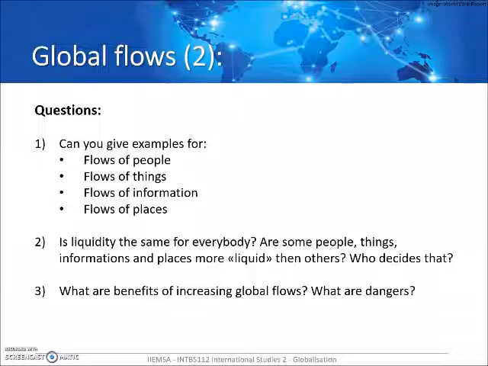Now, what are the benefits and what are the dangers of increasing global flows? This is literally asking ourselves what the benefits of globalization are and what the dangers are. It's probably going to take us the whole semester to answer this, but I'm sure you can think of some already. One of the benefits is definitely that there's much more exchange of knowledge. If there's an invention made on one side of the world, we can benefit from it on the other side as well. There's more intercultural understanding to a certain degree, hopefully.